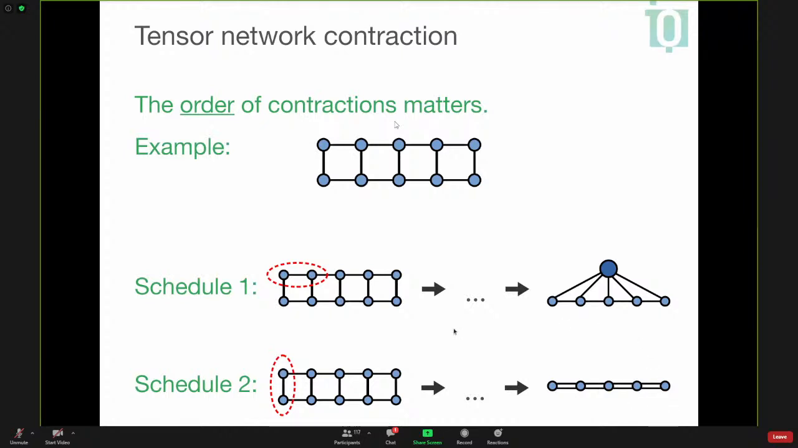So clearly these 2 calculations would scale very differently, right? Because in the first schedule, the object that I would end up with after I contract one of the legs fully has a size exponential in the number of legs, because it's D to the number of legs. Whereas in the second case, the largest object I will build is D to the 4. So here we have a dramatic difference. This one would scale exponentially, the other one would scale polynomially, okay?